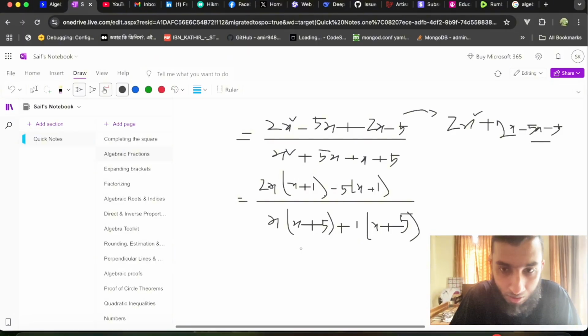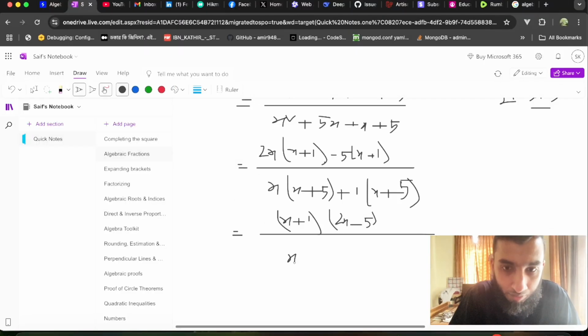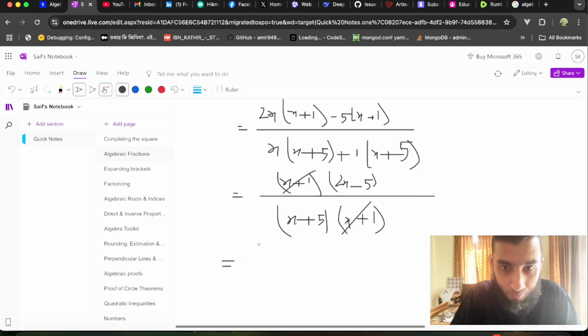I can write the whole expression as what? x plus 1 multiplied by twice x minus 5, and the denominator is x plus 5 multiplied by x plus 1. I can cancel x plus 1 from both the denominator and the numerator, so I can get what? Twice x minus 5 divided by x plus 5.